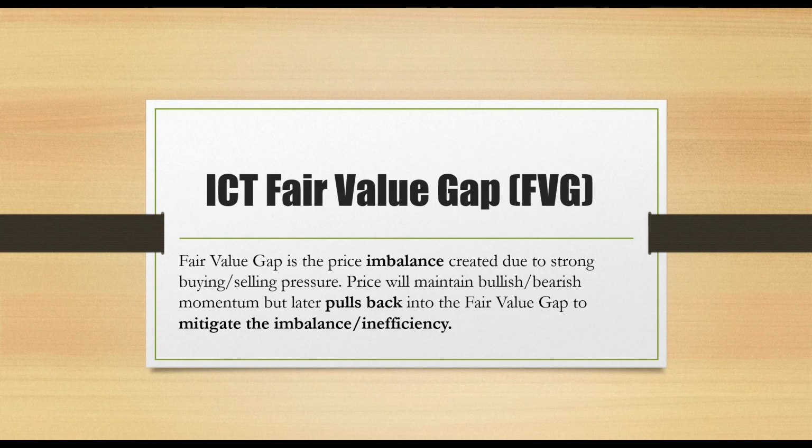So, according to the Inner Circle Trader ICT, fair value gap is the price imbalance created due to strong buying or selling pressure. So, price will maintain bullish or bearish momentum, but later will pull back into the fair value gap to mitigate the imbalance or inefficiency.